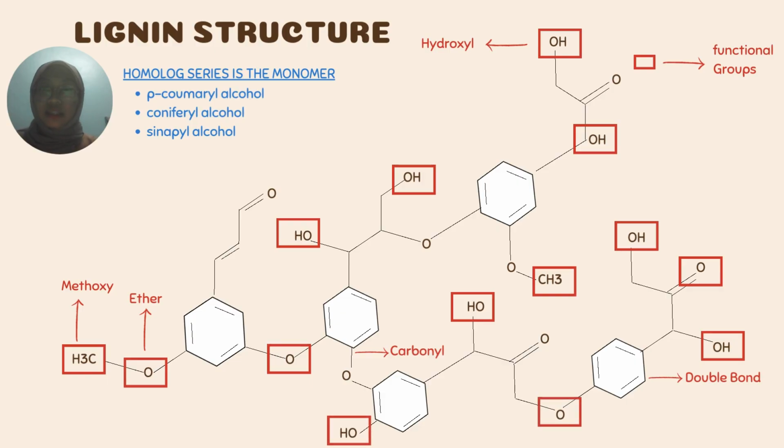Next, I will list down all of the homologous series and functional groups inside the lignin structure. The homologous series is the monomer for the lignin structure. So we have p-coumaryl alcohol, coniferyl alcohol, and also sinapyl alcohol. For the functional groups, we have OH or hydroxyl, H3C or methoxyl, and also double bond O as ether, and we also have carbonyl and also double bond inside this compound.